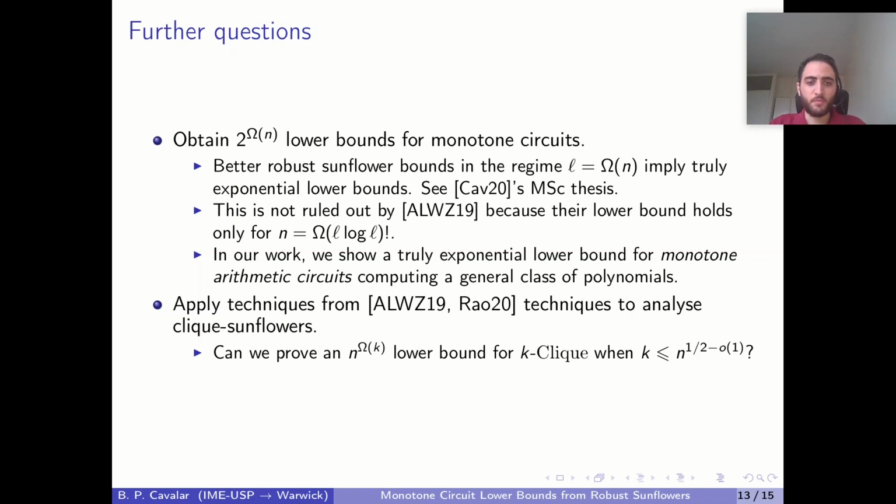And when we analyzed the clique sunflowers that we introduced, we only used Janson's inequality, the technique that was first introduced by Ben Rossman. We didn't use these new techniques for analyzing robust sunflowers. So perhaps it's possible to give better bounds for clique sunflowers, which would in the end translate into better bounds for k-clique for an even larger range of k.